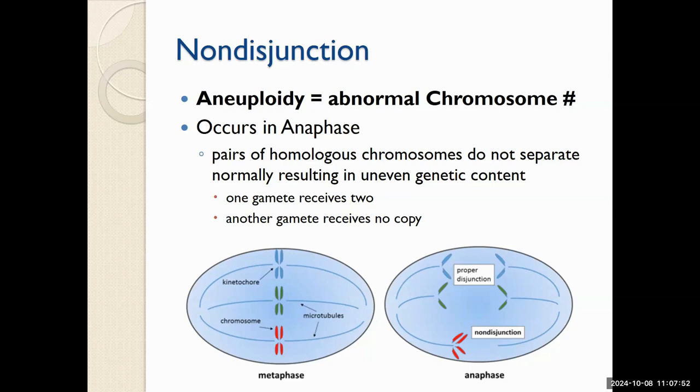Another cause for concern is non-disjunction. What if the chromosomes don't separate correctly during anaphase? This can lead to aneuploidy, an abnormal chromosome number. Aneuploidy describes a situation where one gamete receives 2 copies and another gamete receives no copy, instead of one each as intended.